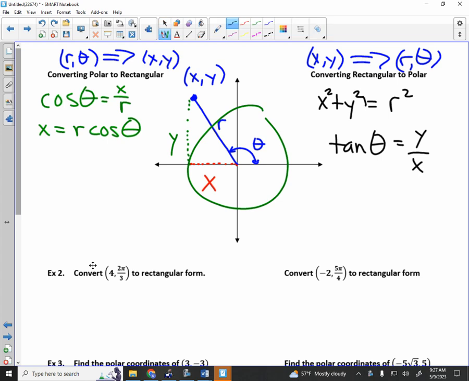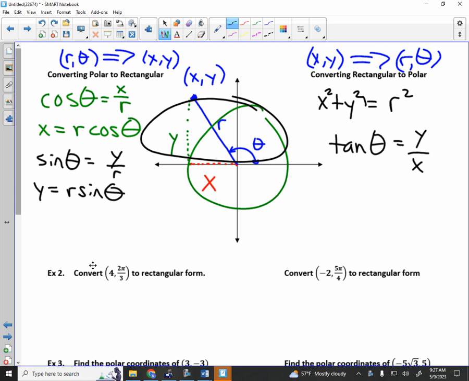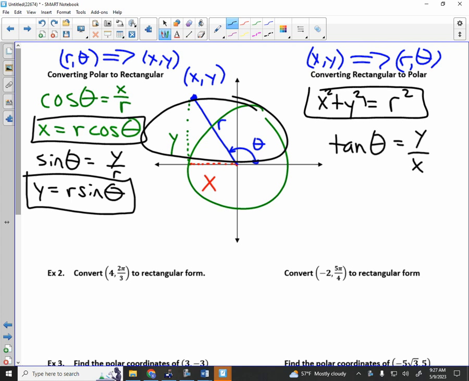What's a relationship that exists between y, r, and theta? Sine. Sine of theta is equal to y over r, or y is equal to r sine of theta. So you can see those are important to find x and y, and these are important in order to find r and theta. Very good? Okay.